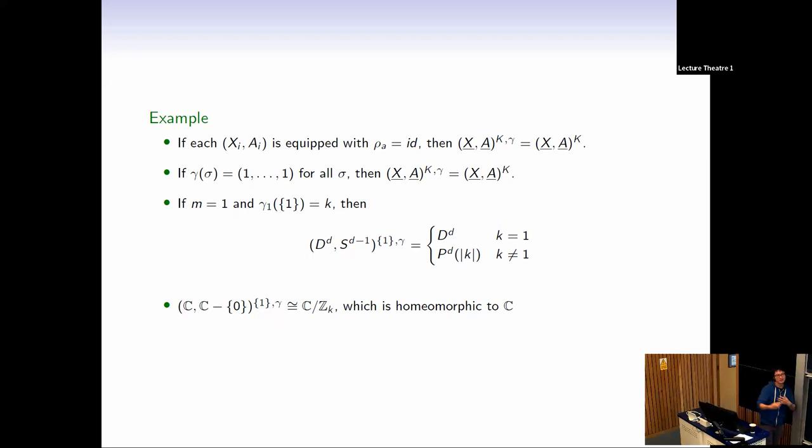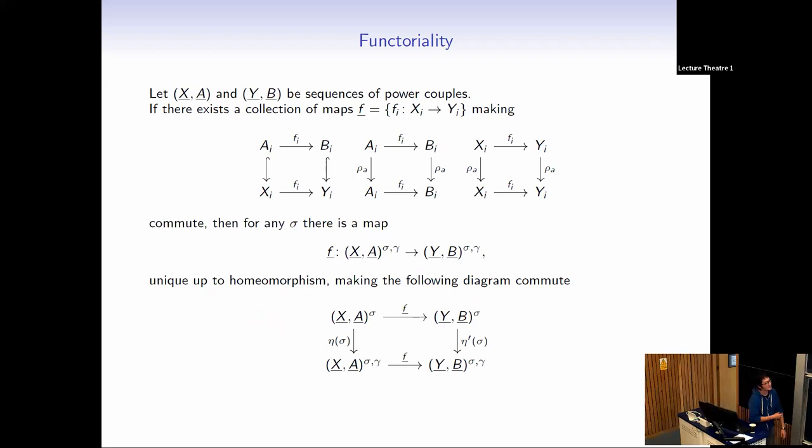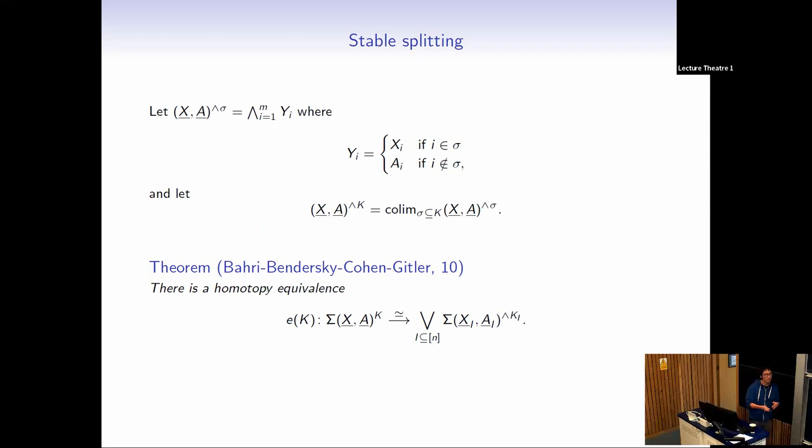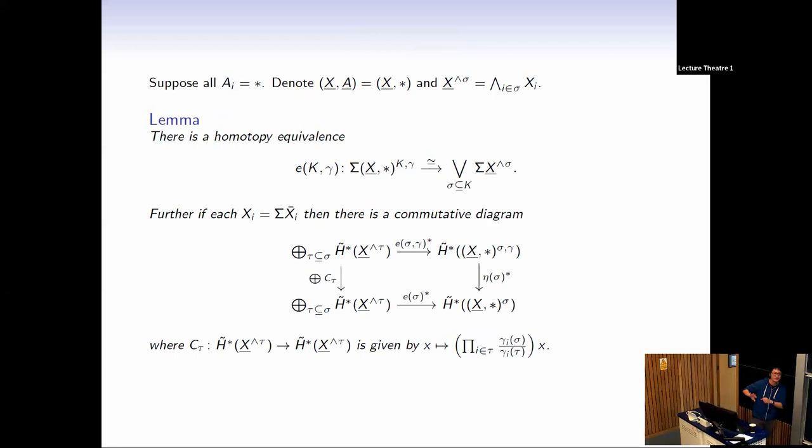Okay, there's not much time left, so I should skip some of the slides. One of the highlights I want to mention is the suspension splitting. In the ordinary polyhedral products, Bahri-Bendersky-Cohen-Gitler have a suspension decomposition formula, which says that when you suspend the polyhedral product, it will split into a wedge sum of suspensions of smash products nicely. In our case, we are not able to prove the full version for the weighted polyhedral product. We are only able to prove a special case where all the A_i are a point, where we show that there is a homotopy equivalence, that the suspension of the weighted polyhedral product also splits into a wedge sum of suspensions of smash products.